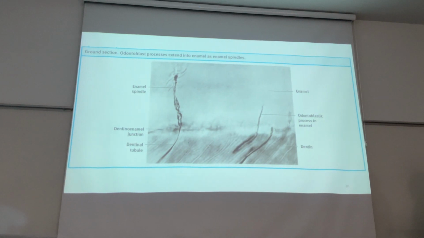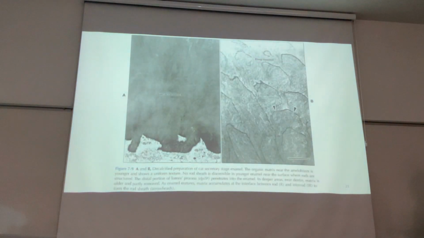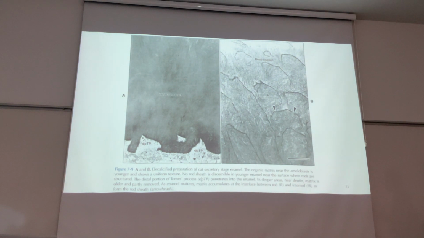Do you have question from this part? Okay, and here you can see the surface of the enamel, and as you can see in the surface part, we don't have a smooth structure, and we have structure like this.